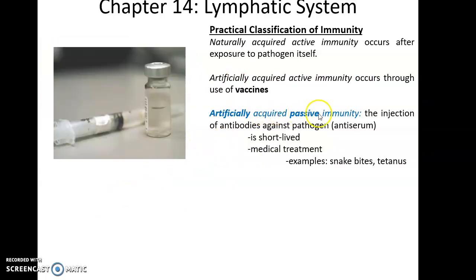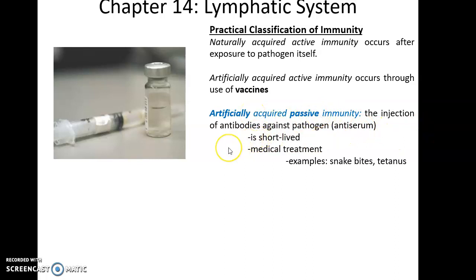Then we have artificially acquired passive immunity. Artificially acquired passive immunity is when we have basically antibodies from something else injected into us that will fight the pathogen. So this is, say, an anti-serum. We know some of the treatments for COVID have been to have people who were infected and recovered have their blood plasma isolated and then injected into people who are severely ill to help fight the pathogen. It's artificial because we have to have these antibodies come from something else, from that serum.